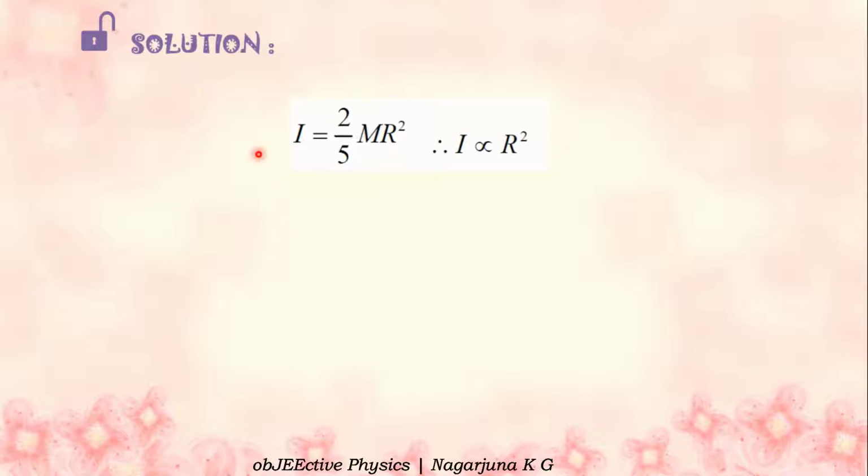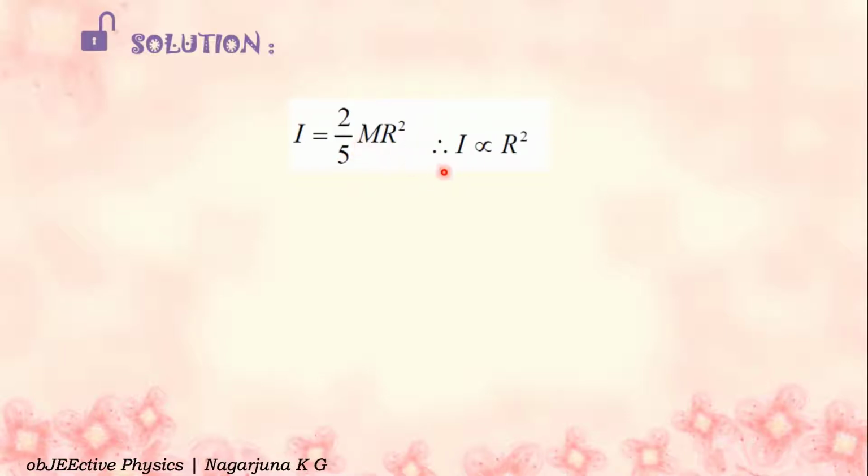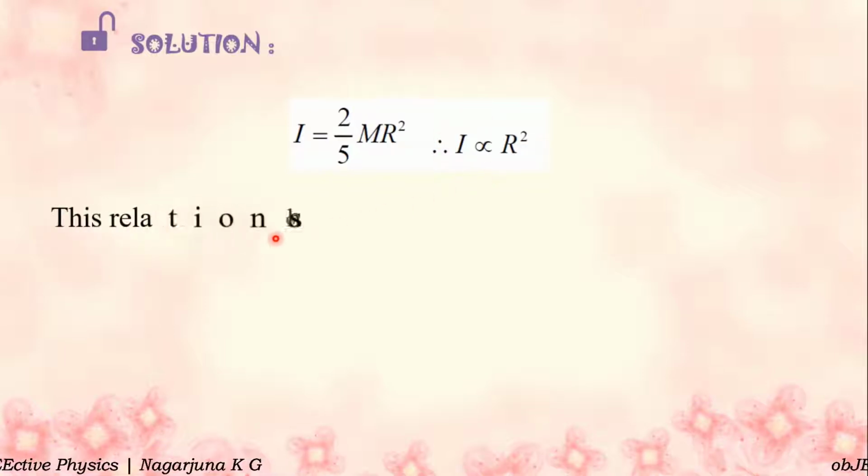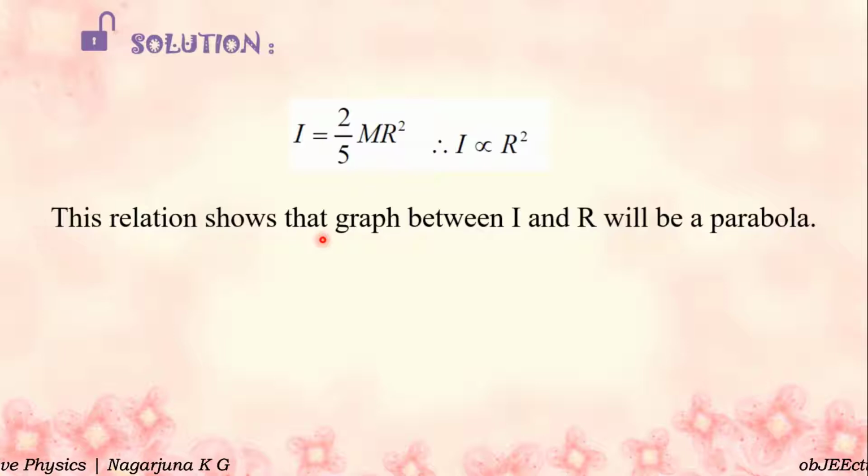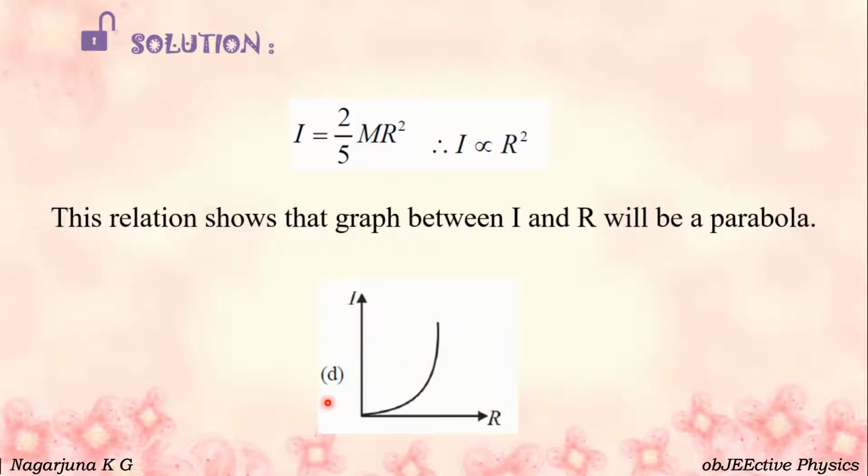Solution. We know that in case of a solid sphere, moment of inertia about any diameter I is equal to 2 divided by 5 into MR square. In this formula, 2 by 5 M is a constant, so that I is directly proportional to R square. This relation shows that the graph between I and R will be a parabola. Therefore, option D is the right option.